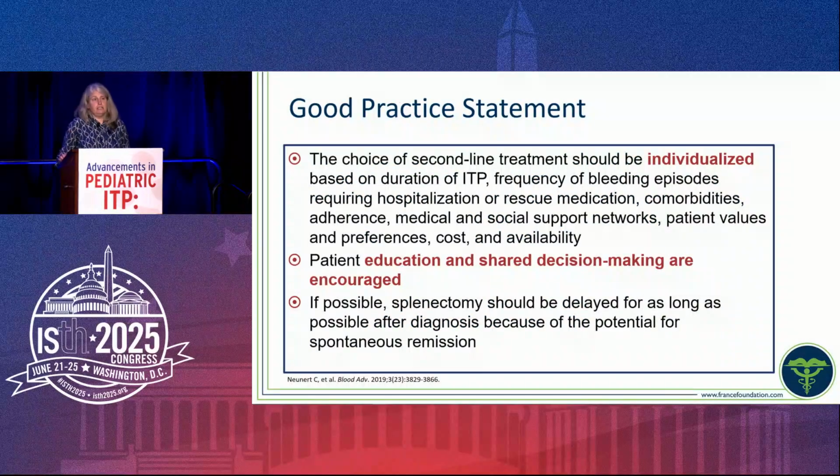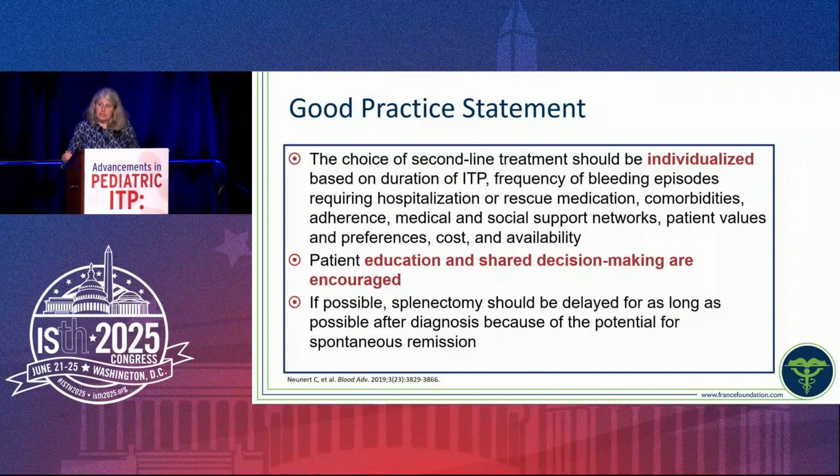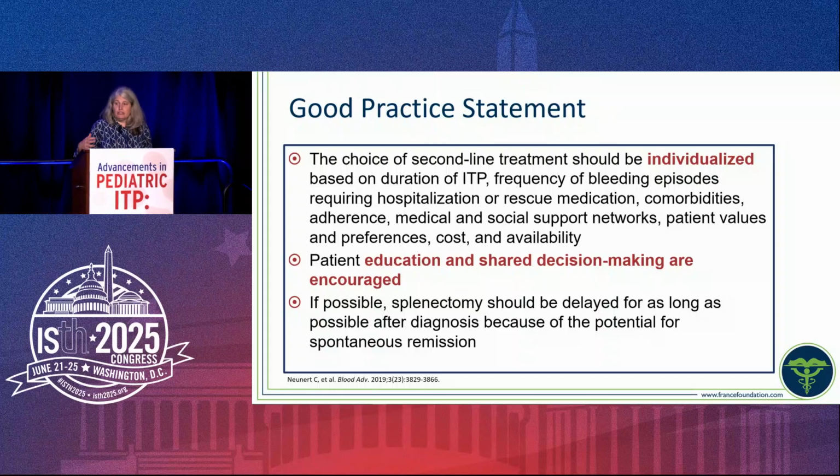This did include a good practice statement, though, and this is where I think we really get to focus on the art of medicine. And this is that it really should be an individualized approach. It should be based on the context of the ITP, the duration, the frequency of the bleeding symptoms, the need for rescue medications, comorbidities, social factors that might influence which treatment is best for a particular patient, and then really a discussion about patients' values and preferences and availability of these medications. And this is where we can engage our patients in education and shared decision-making, which is highly encouraged in this setting. And then lastly, again, the good practice statement of really trying to delay splenectomy.